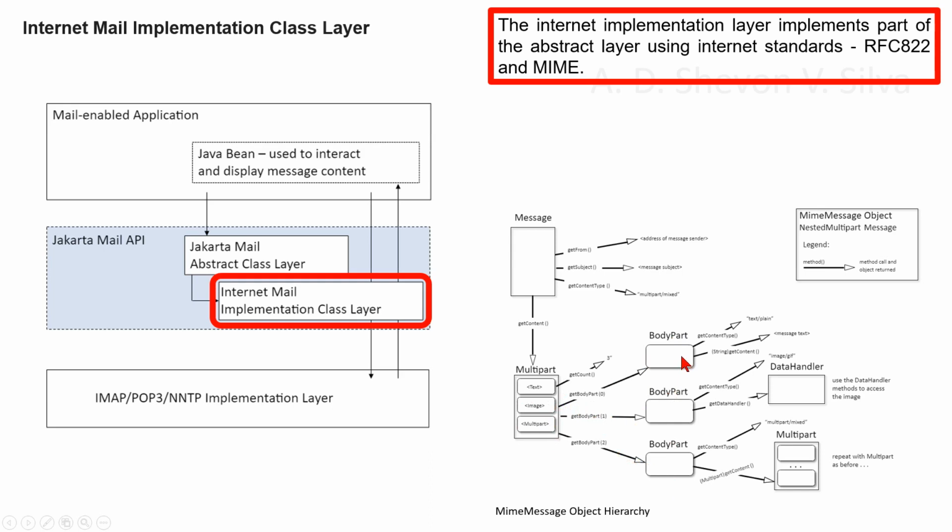You can see the body part here, and in body parts getContentType returns, for example, text/plain, and here getContent returns the message text. Here getDataHandler returns a DataHandler. Use the DataHandler methods to access the image.